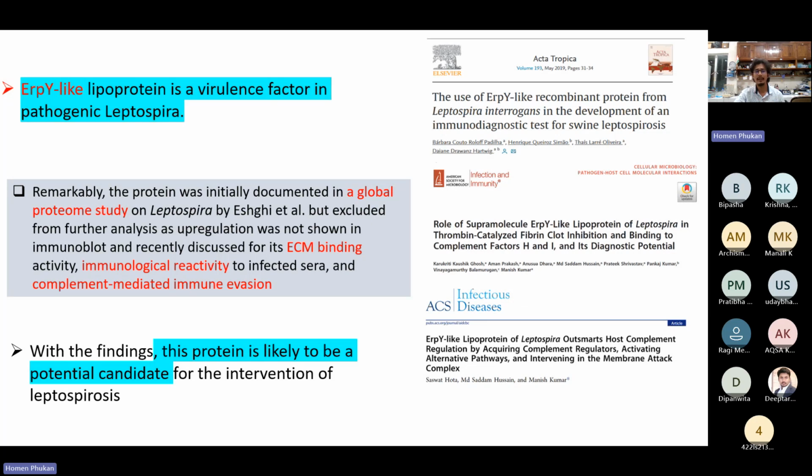Earlier, many studies found these particular proteins, but they stopped working on them since the upregulation was not found in immunoblot. But now many studies have come out showing that these proteins can bind with ECM components. They have immunological reactivity to infected sera, and they also mediate complement-mediated immunoevasion. So with this finding, these proteins are likely to be potential candidates for intervention of leptospirosis.